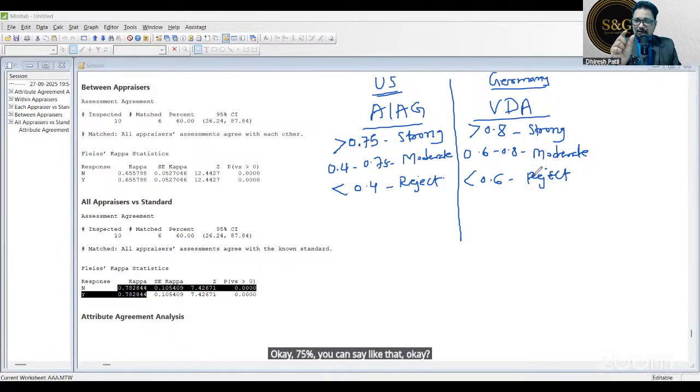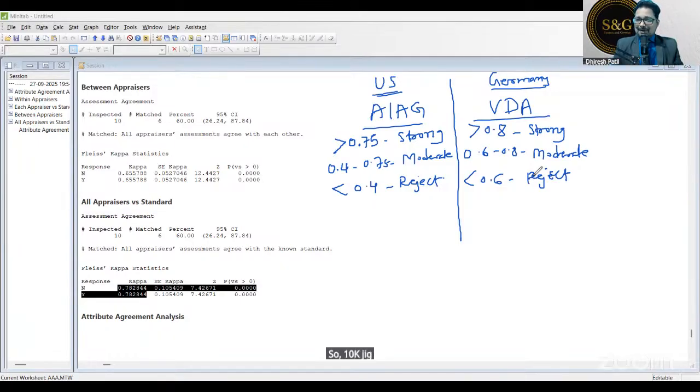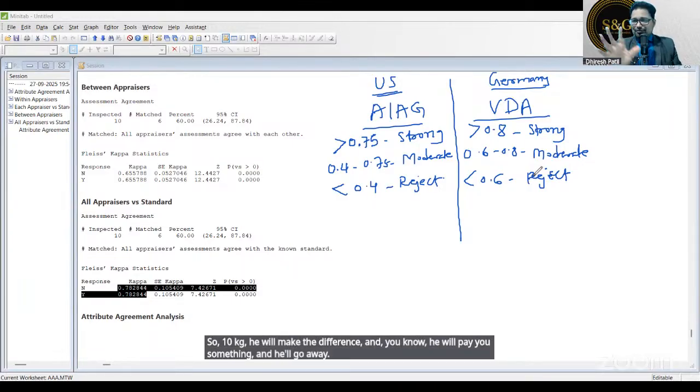Now coming back to that example, if we have a scrap collector who has a very old weighing scale which is not calibrated at all, and you are also not bothered. If you have some 50 kg of scrap, he will weigh it and show that it is coming 40 kg. So he will make a 10 kg difference, pay you something and go away. That's just an example.